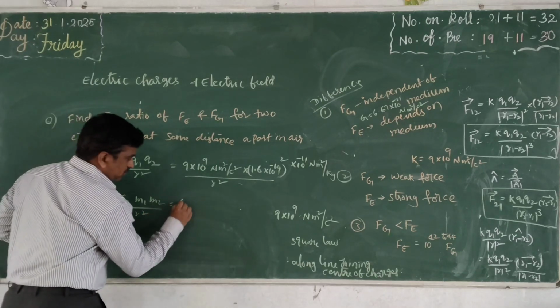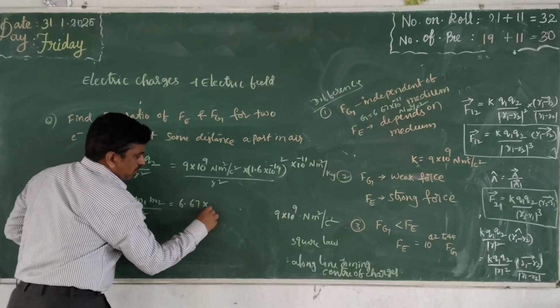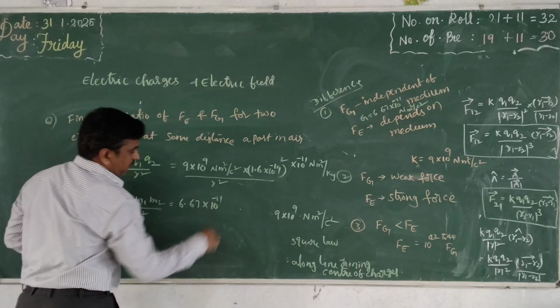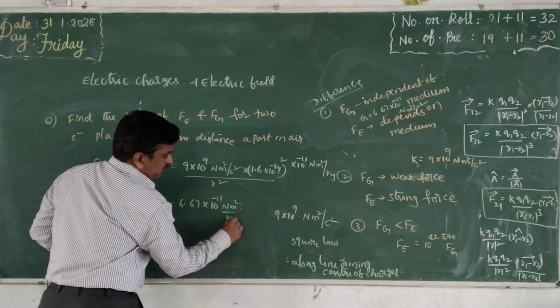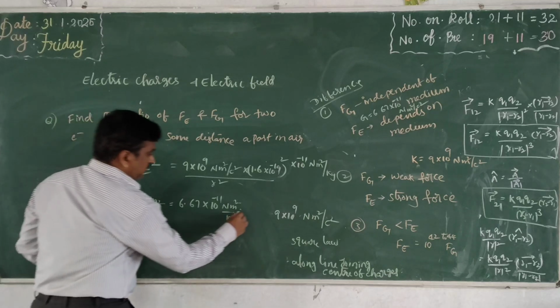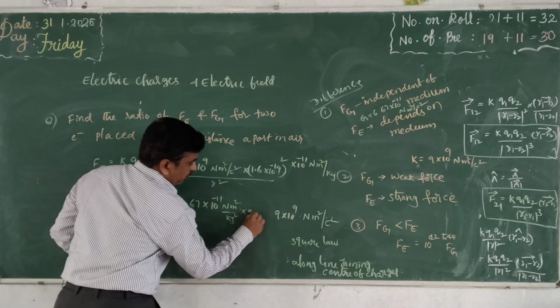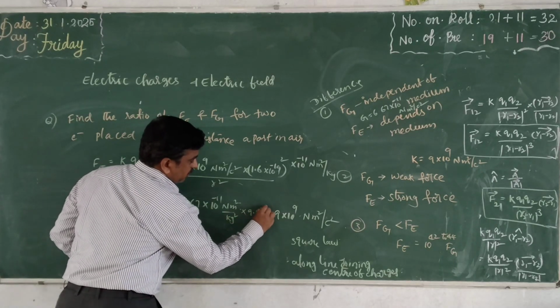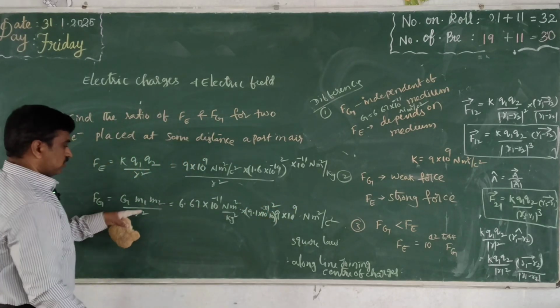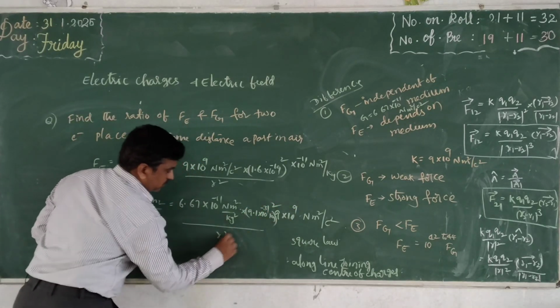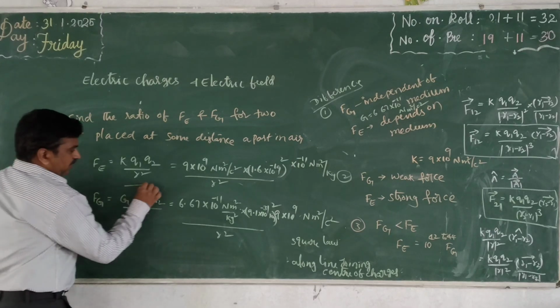The G value is 6.67 into 10 power minus 11 Newton meter square per kg square. Here the mass of the electron is 9.1 into 10 power minus 31 kg. Here we can write whole square, because the two masses are m1 m2, so by r square. These two we divide.